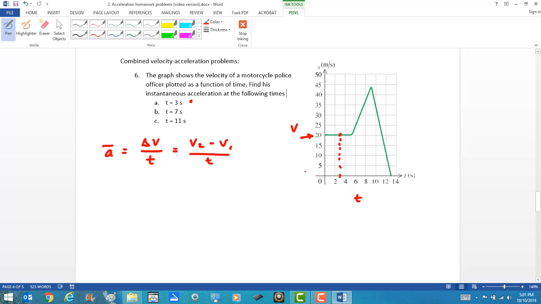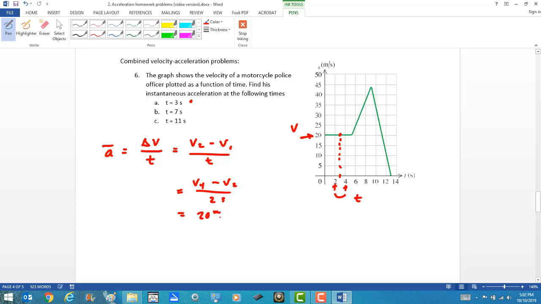So we know the acceleration is going to be 0, but how do we show that? Velocity 2 minus velocity 1. So let's just grab 2 points. How about 4 and 2? Let's make that the final, and we'll make that the initial, and the time span between 2 and 4 is 2 seconds.